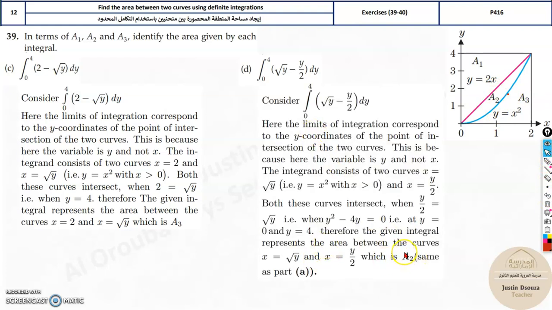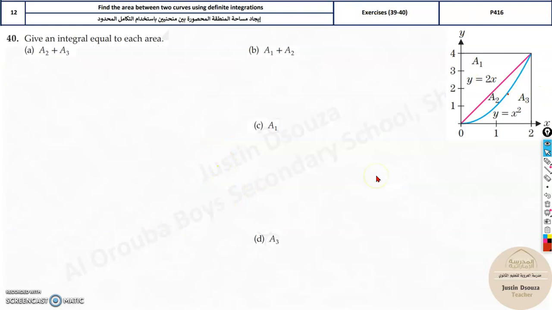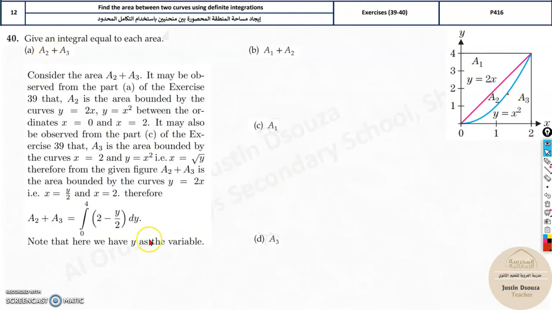So this is it. That is how we can solve it. Just by looking at this, you can easily solve it. Choose the correct option. Now, similarly, you can do these as well. Over here, A2 plus A3 is there. You need to write it in terms of an equation. We just now saw that. Now, you have A2 and A3.